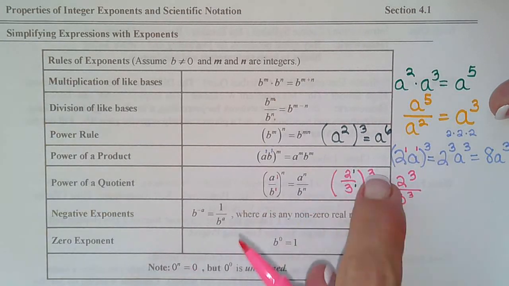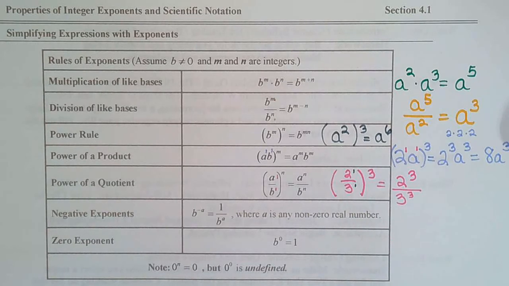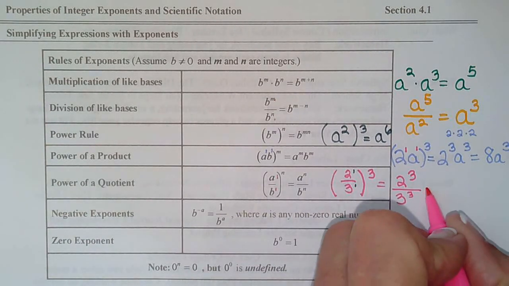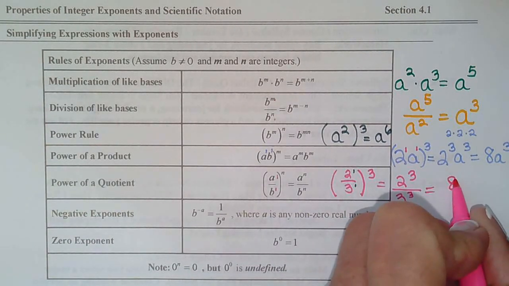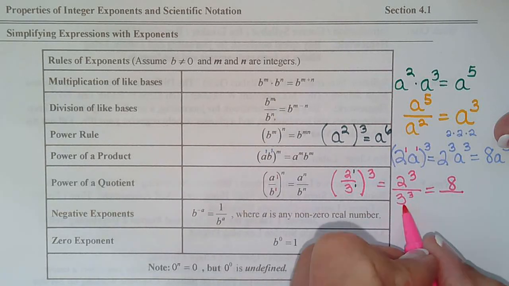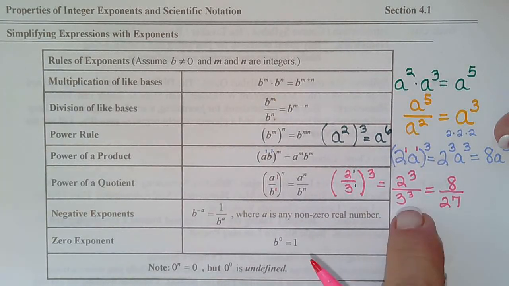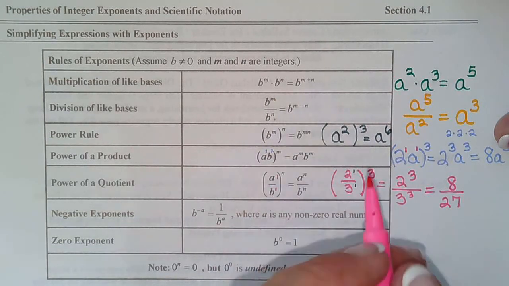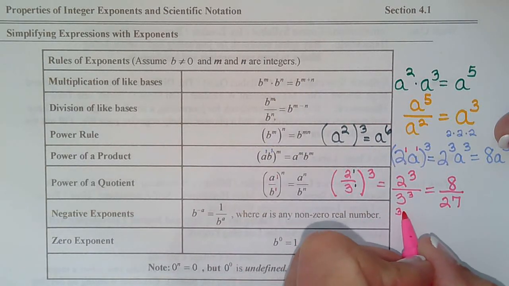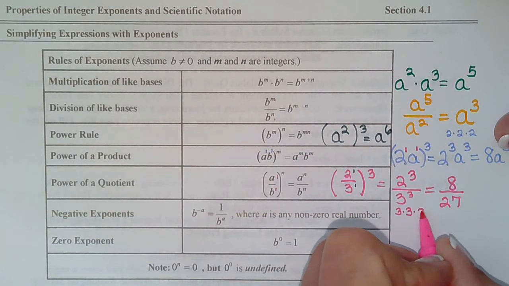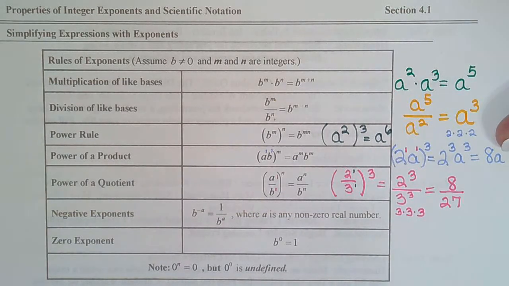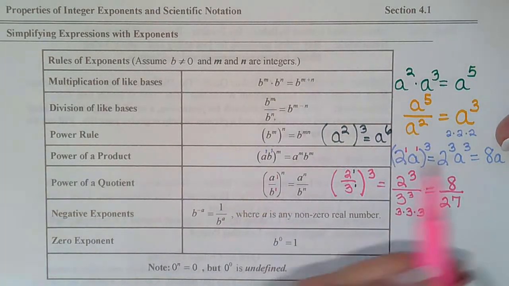So you would cube both parts of the quotient. 2 times 2 times 2 is 8, as we just showed above. 3 times 3 is 9, times 3 is 27. Remember, this doesn't mean 3 times 3. It means 3 used as a factor 3 times. So 3 times 3 times 3 is 27.